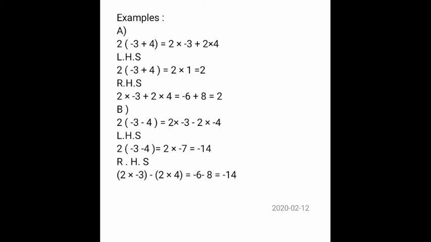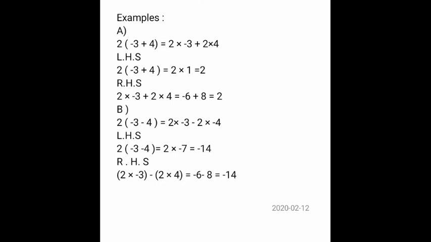Therefore we can say that the distributive property of multiplication over addition is valid. In the second example, it is the distributive property of multiplication over subtraction. We take the same example, but the sign is minus. Therefore 2 into minus 3 minus 4 equals 2 into the first term minus 2 into the second term, that is 2 into minus 3 minus 2 into 4. Again we check whether left hand side equals RHS, then we say that the distributive property of multiplication over subtraction is valid.